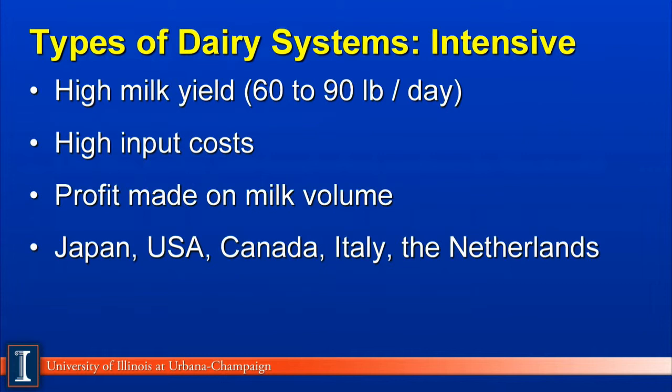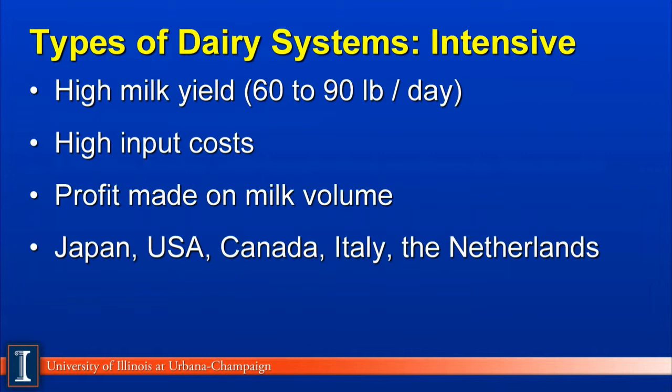Basically, there are three types of dairy system. The first one we'll call intensive. Characteristics of intensive include high milk production, typically 60 to 90 pounds of milk per cow per day. High input costs, meaning that we're going to feed a fair amount of grain and high quality forages because we're trying to optimize the amount of milk production on these cows.